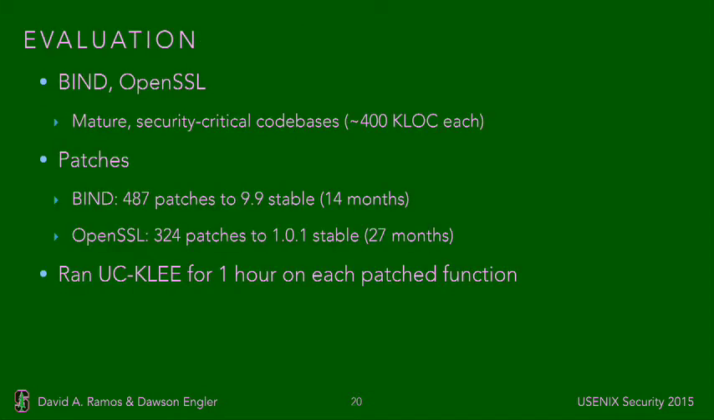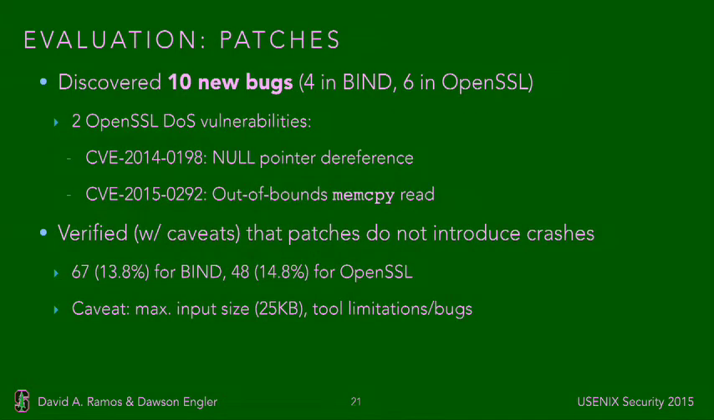So we evaluated equivalence checking on BIND and OpenSSL, which are 2 mature security-critical code bases, each of about 400,000 lines of code. We looked at 487 patches from BIND and 324 patches from OpenSSL, and we ran our tool for 1 hour on each of these patched functions. And in this experiment, we discovered 10 new bugs, 4 in BIND and 6 in OpenSSL, including, as I mentioned, 2 OpenSSL denial of service vulnerabilities.